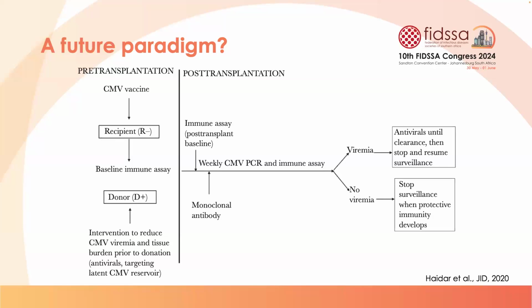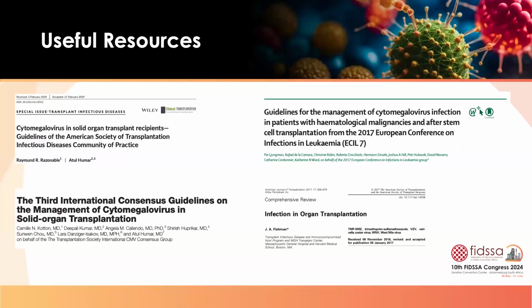And I'll end there. There are some good resources if you're wanting to read a little bit more: guidelines for management in both solid organ and hematological stem cell transplants. And this review by Fishman. There are a few nice reviews by Fishman looking at infection in organ transplantation in general, which are very good and give you fantastic baseline knowledge on infection and organ transplant. And I'll finish there.